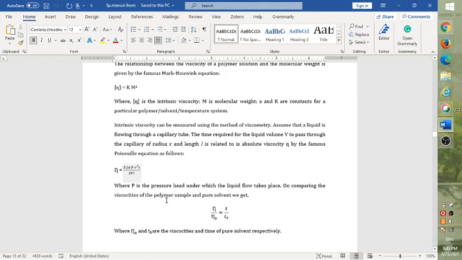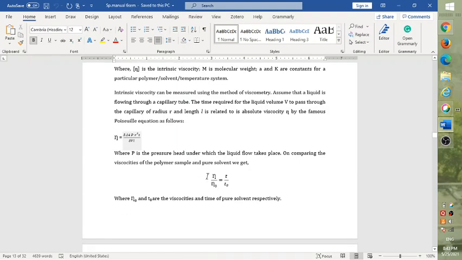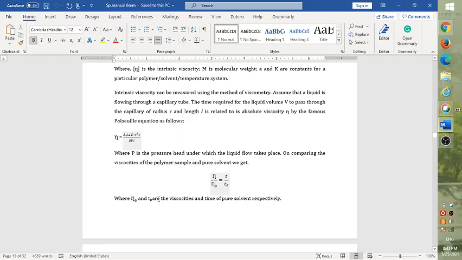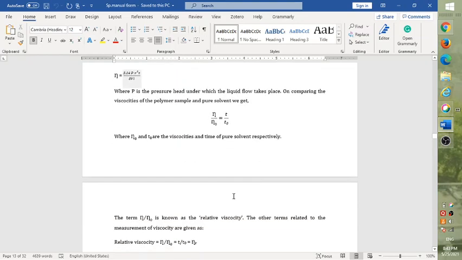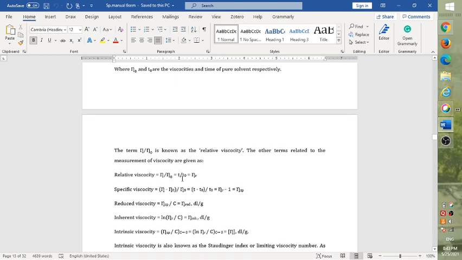On comparing the viscosities of the polymer sample and pure solvent, we get η by η0, where η is the viscosity of the polymer sample and η0 is the viscosity of pure solvent, equals t by t0, where η0 and t0 are the viscosity and time of pure solvent respectively. The term η by η0 is known as relative viscosity. The other terms related to the measurement of viscosity are given below.